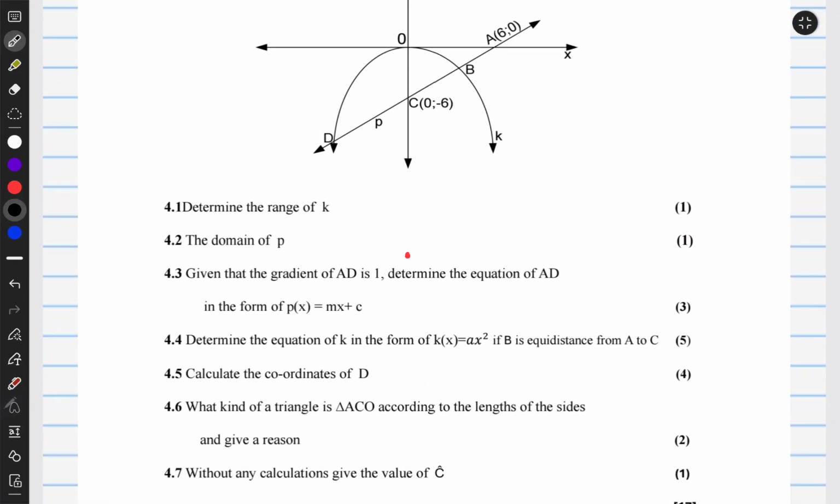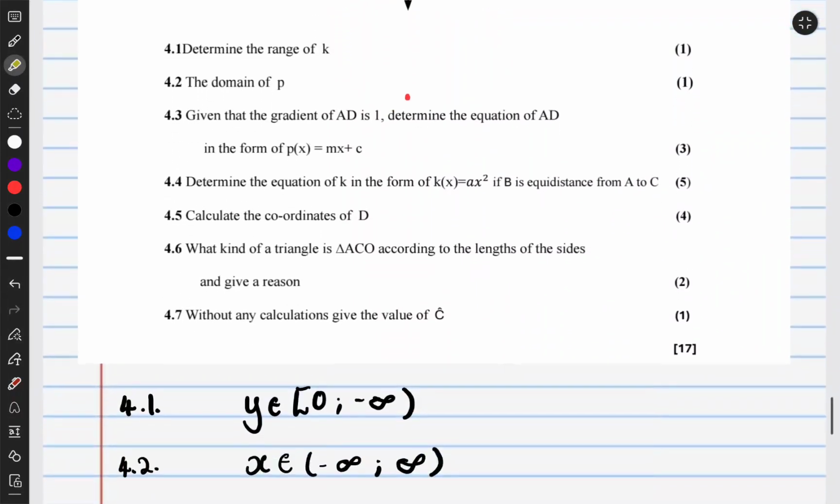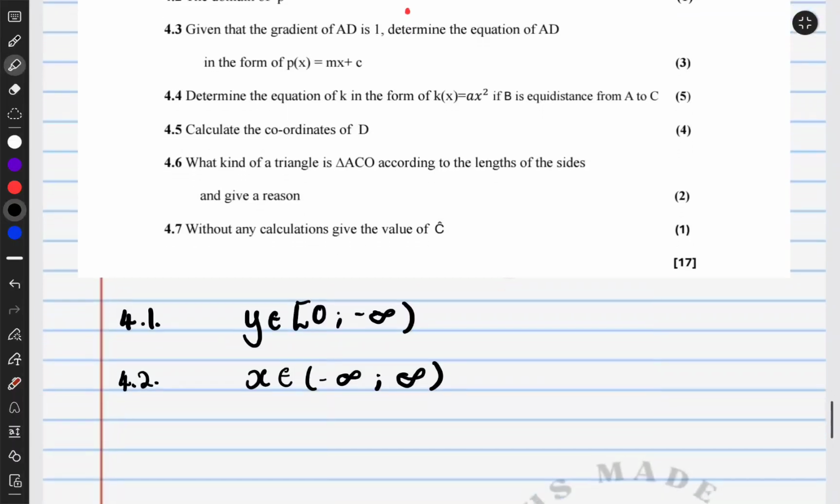Okay, given the gradient of AD is 1, determine the equation of AD. In the form of P at x is equal to x plus c, we are to determine the equation of AD, basically the equation of the straight line. That is what we are asked to determine here. And we have the coordinates of A, which is 6 and 0. We are given the gradient, so we can determine the equation of AD. This would be our 4.3.